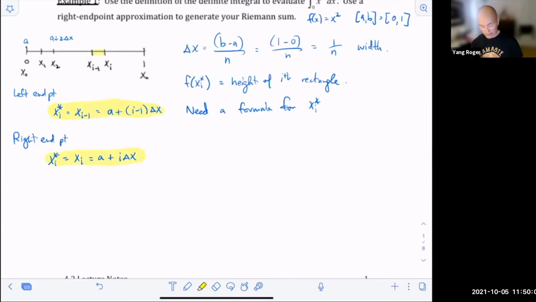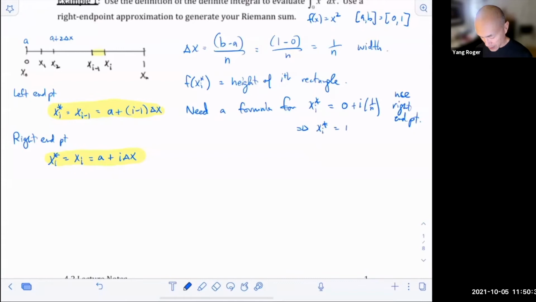Okay. So for us, this is going to be 0 plus, let's do right endpoint. So this will be 0 plus I times 1 over n. We use right endpoint. I think using the right endpoint is easier, so I kind of always use the right endpoint. Okay. And this means that my xi star is just equal to I over n.